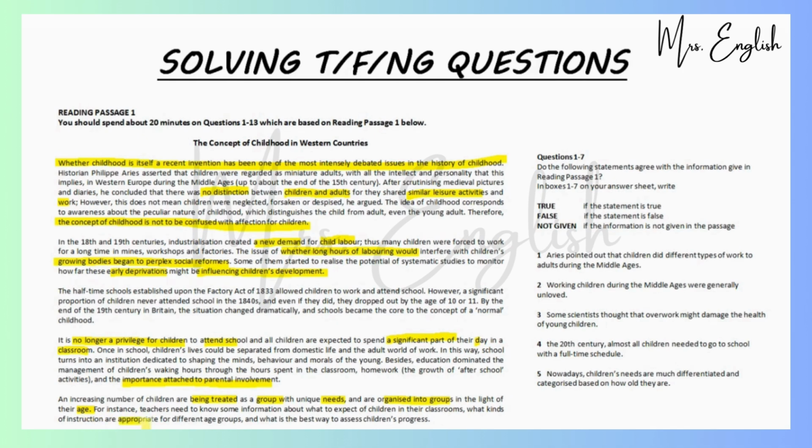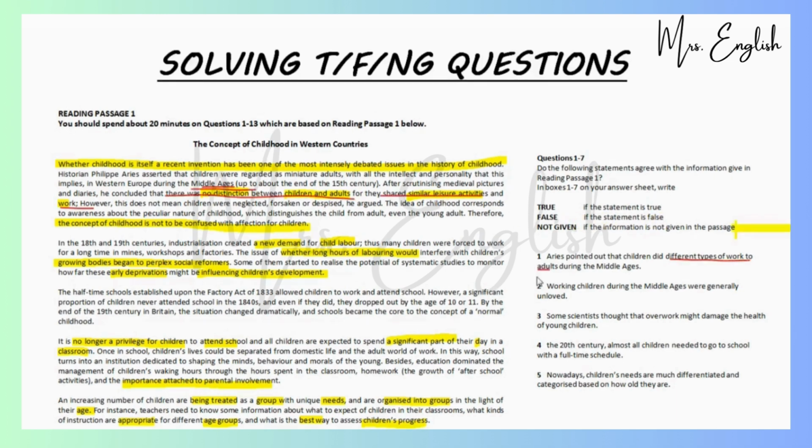Okay, now we can start answering these questions. So, let's read the instruction first. Do the following statements agree with the information given in reading passage 1? In boxes 1 to 7 on your answer sheet, write true if the statement is true, false if the statement is false, which means if it contradicts the given information, and then not given if the information is not given in the passage. You know nothing about it.